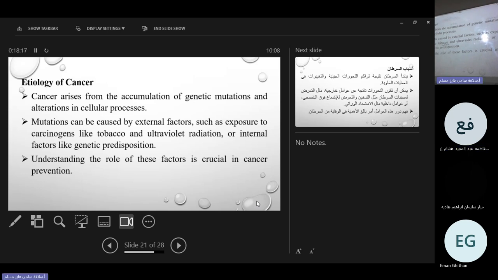All right, yalla, take 1 minute for the last part. Understanding the role of these factors is crucial in cancer prevention. Go on for the 1 minute.